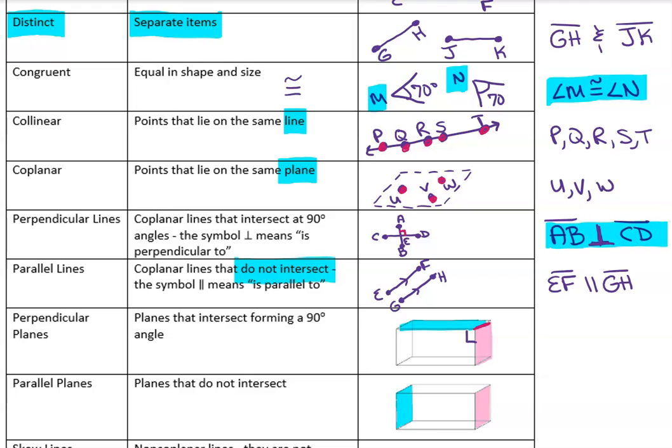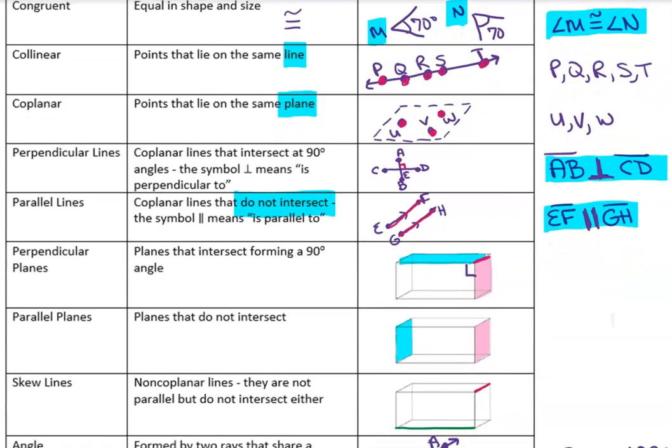Parallel lines are lines that are never going to intersect. They do not intersect. So these two lines, EF and GH, are never going to cross. They're the same distance from each other. The symbol for that is EF is parallel to GH, so we use the parallel lines.